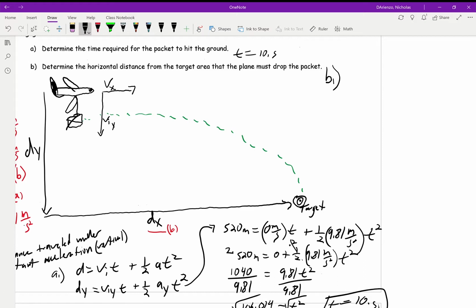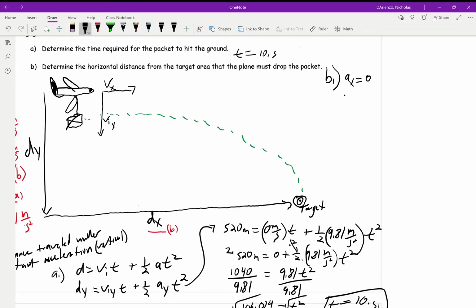Well, the acceleration in the x direction is 0. The speed of the plane is the same speed of the packet in the x direction. They're attached, they're connected. So they're traveling in the x direction with the same speed, but not accelerated. There is no acceleration occurring here. We also pretty much never deal with acceleration in the x direction. At least in the scope of this class, we only deal with acceleration in the vertical direction when dealing with projectile motion.